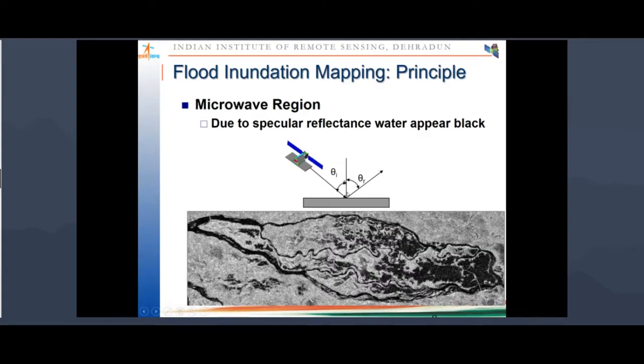So you can see that whatever it is reflecting, it reflects more in other directions. So the satellite will not capture it. Hence, all water bodies, whether deep or shallow, will appear black.